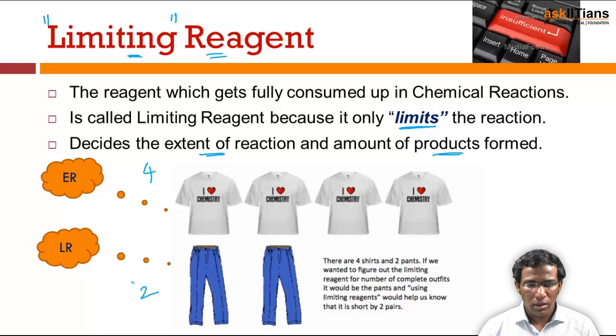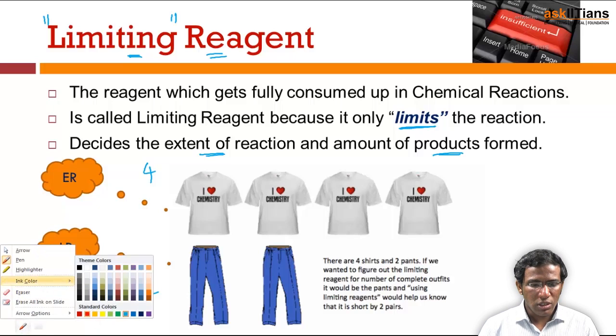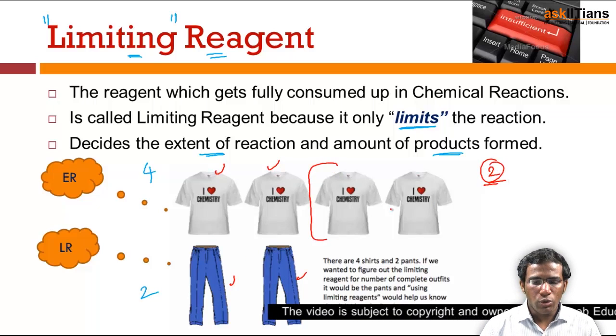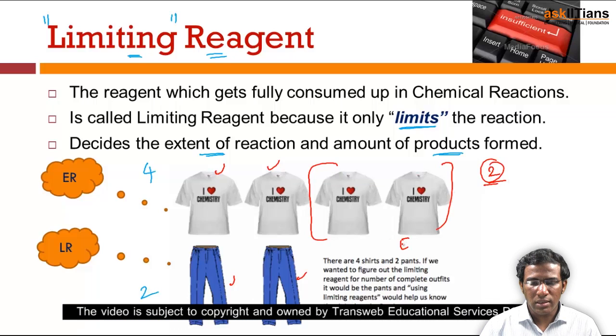The answer is simple. Only 2 pairs you can make, because you have only 2 pants. Though you have 4 t-shirts, only 2 t-shirts are going to be used up and 2 pants are going to be used up. So maximum you can prepare only 2 pairs. And the 2 remaining t-shirts are in excess.